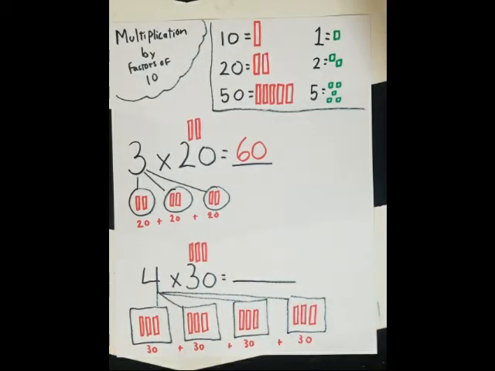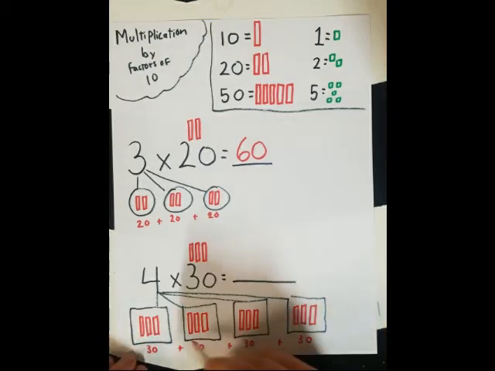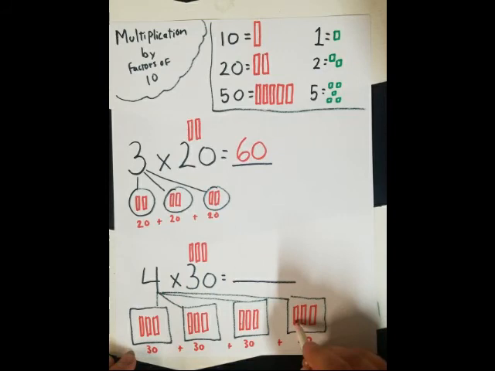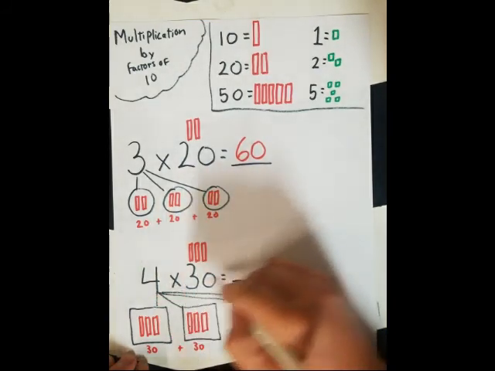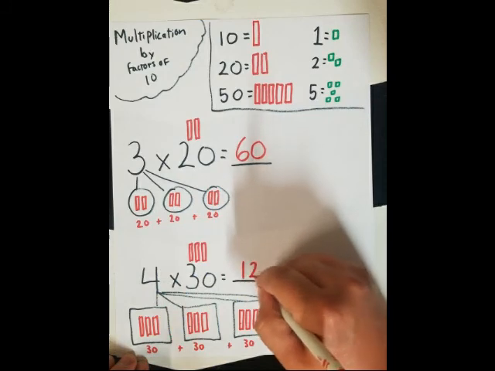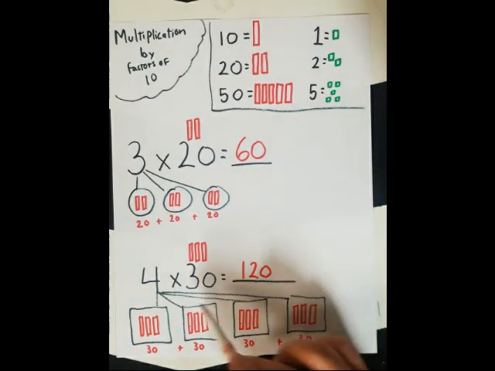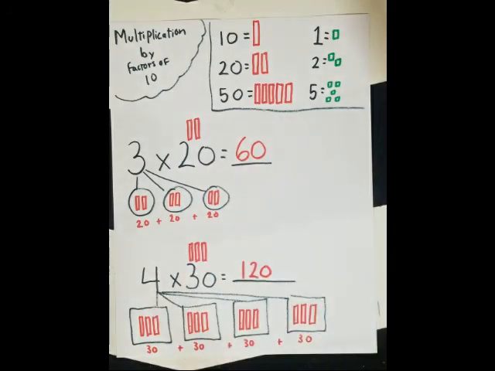So let's go ahead and add these tens together. 10, 20, 30, 40, 50, 60, 70, 80, 90, 100, 110, 120. The product of 4 times 30 is 120. Look how quickly that number jumped up just by adding 10 to one of our factors and adding 1, of course. So it makes quite a big difference when we're doing that.